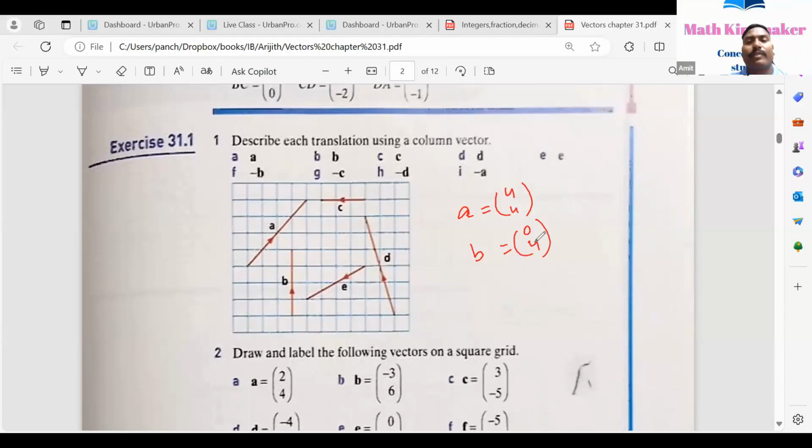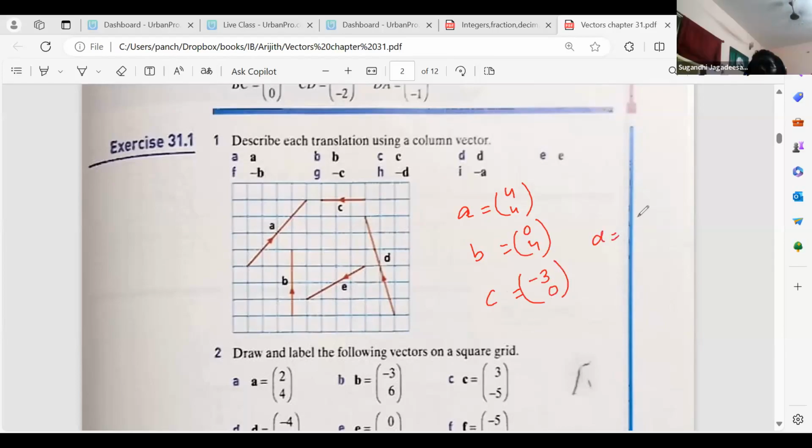What is C? So 3, 0. Not 3. It is going towards the left side. So it's (-3, 0). And D? So it's (-2, 6). Okay, very good. 1, 2, 3, 4, 5, 6.